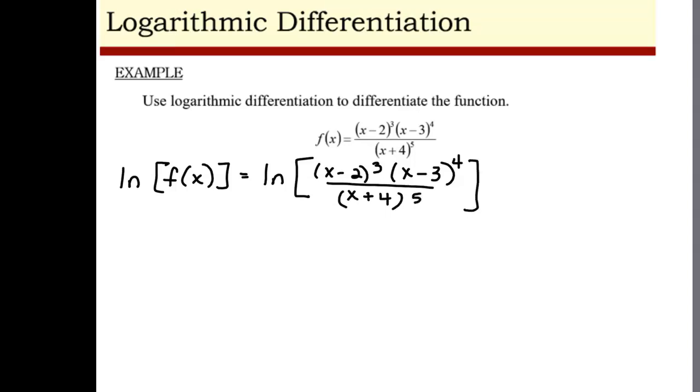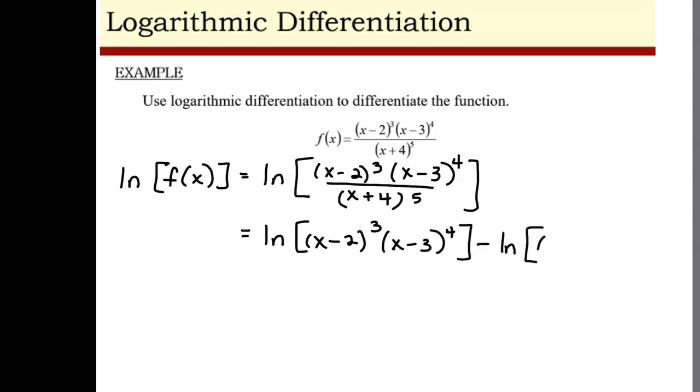Then we're going to continue on and use the log rules to further break up the right-hand side. I'm going to turn that quotient on the right into a difference. So I have ln of x minus 2 cubed times x minus 3 to the 4th, minus ln of x plus 4 to the 5th power.